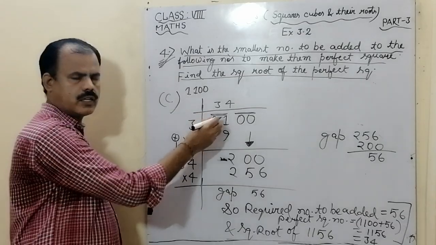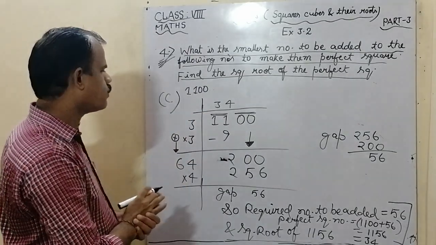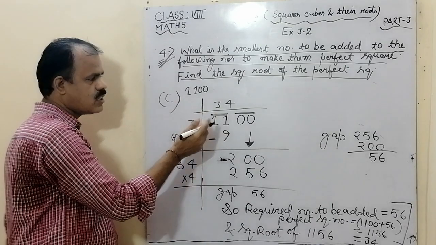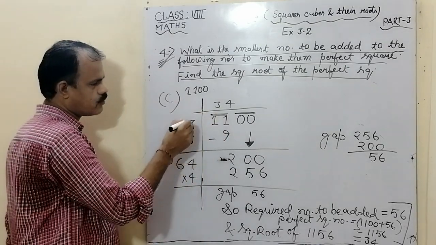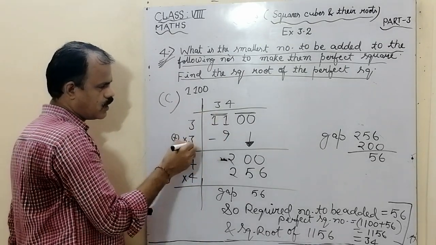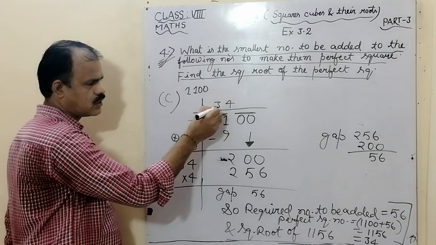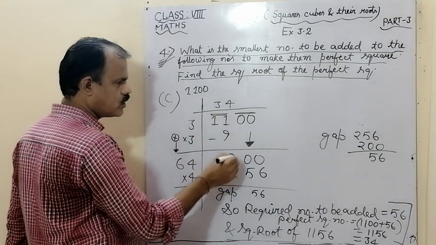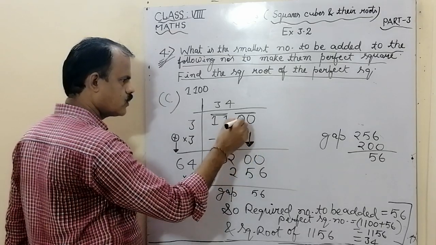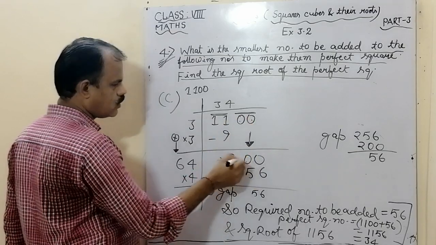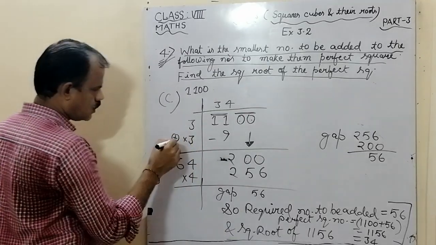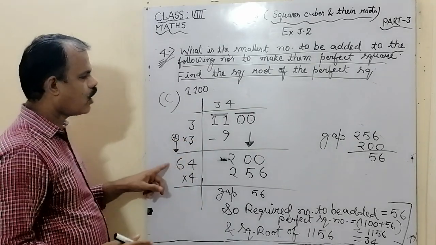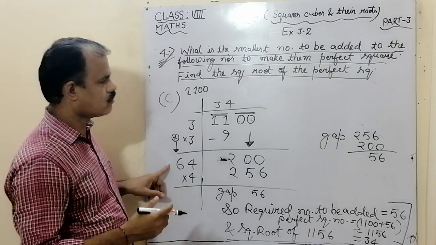The first pair is 11. 3 times 3 is 9, 4 times 4 is 16, and 16 is greater than 11. So we have to take 3. 3 times 3, write 3 here also. 3 times 3 is 9. 11 minus 9, 2 is there. We bring down 00, so 200. And here we add 3 plus 3, it becomes 6.